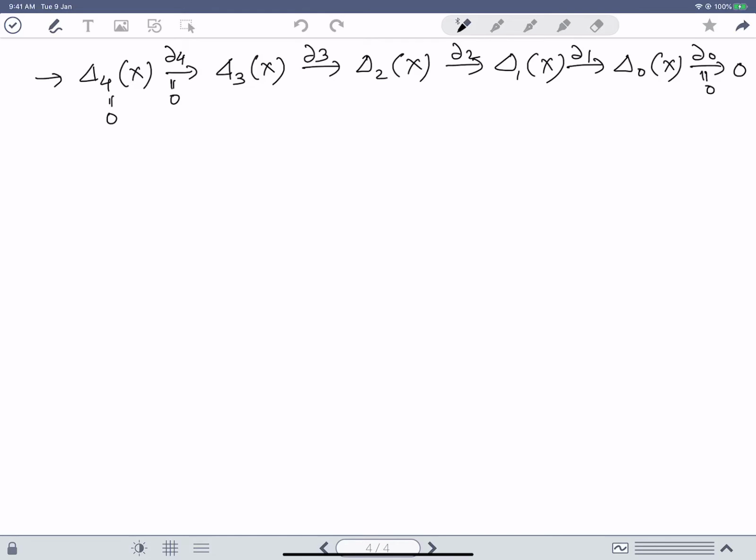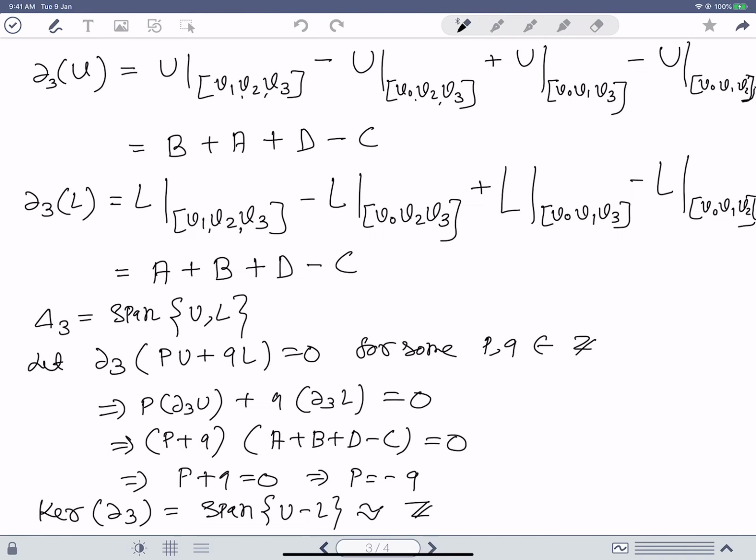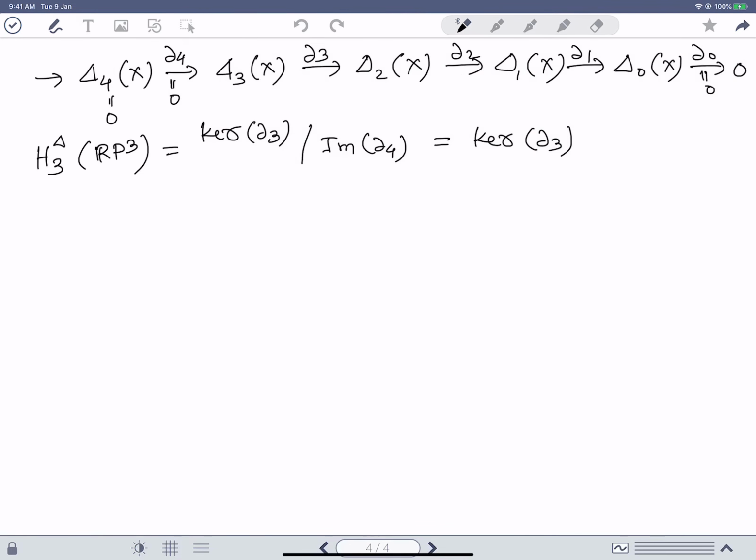Now H3, so this third homology group of RP3 is the kernel of del 3 quotient with the image of del 4. But we know that del 4 is 0, so this is totally 0. So that is the same as only the kernel of del 3, and we have already seen that this is isomorphic to Z. So that is isomorphic to Z. Okay.